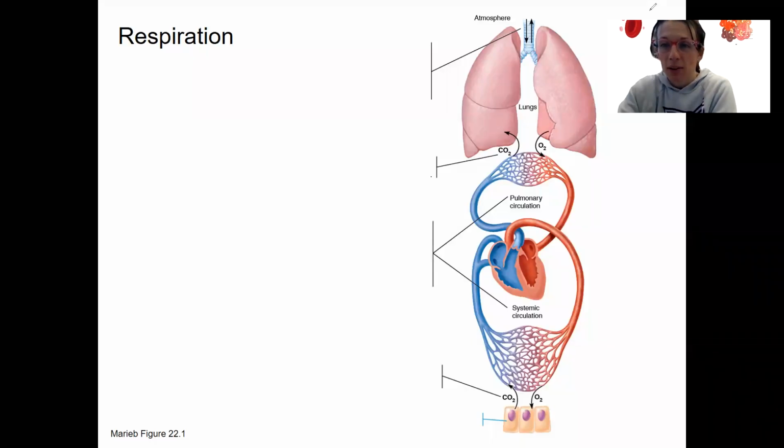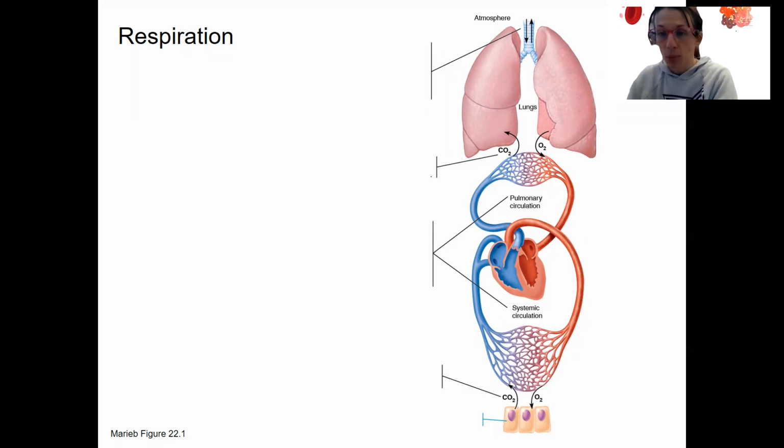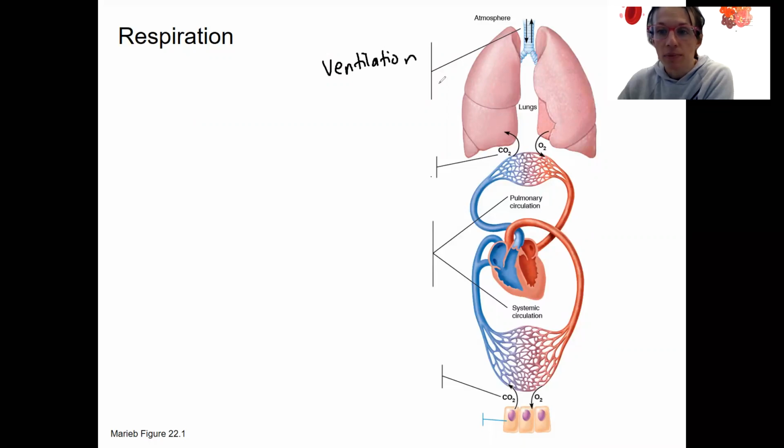Now that we know about how these gases work, we can go back to our respiratory system and see why they matter. Last week we started respiration. We talked about ventilation, moving air in and out of the lungs, and that's actually it. We're going to do external respiration now.